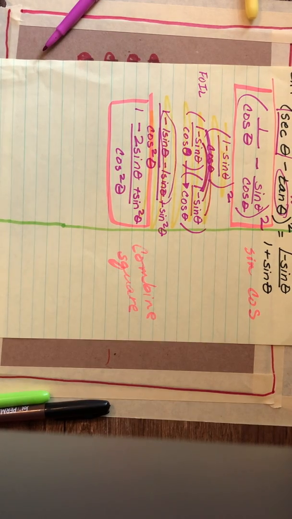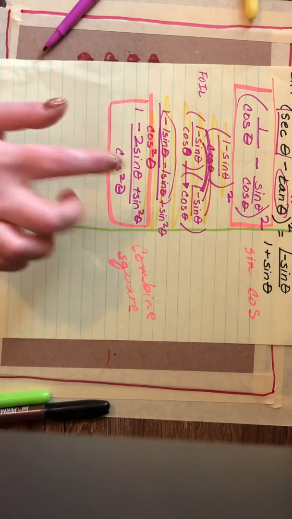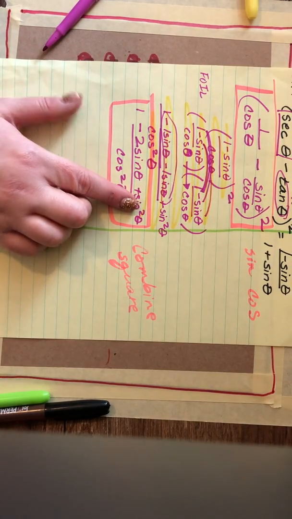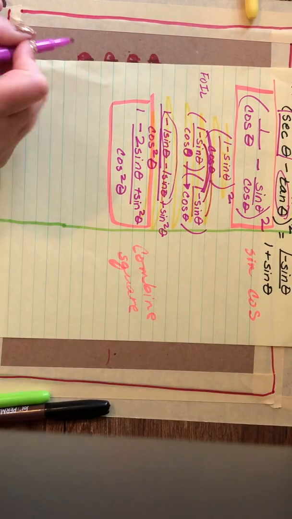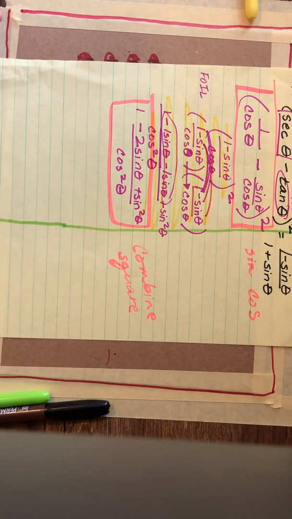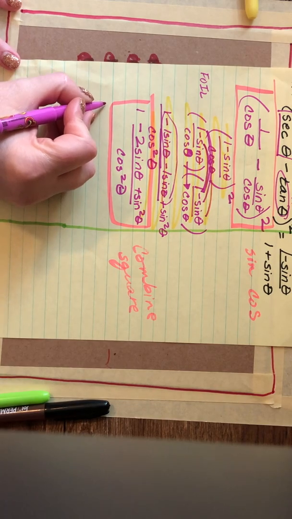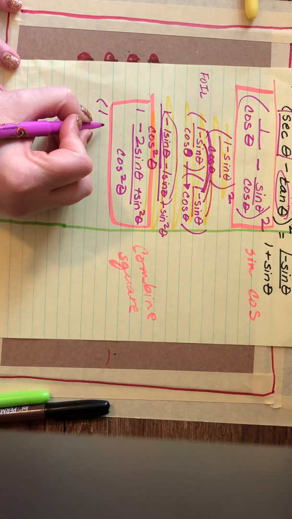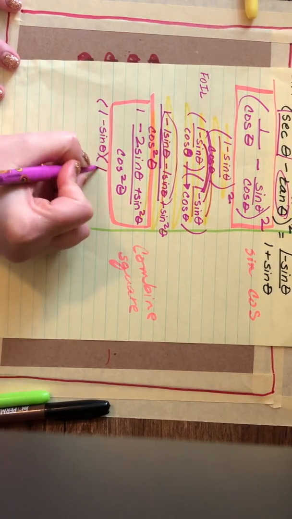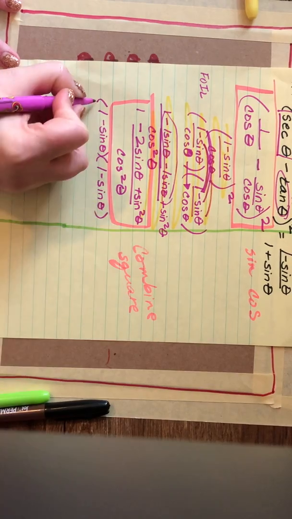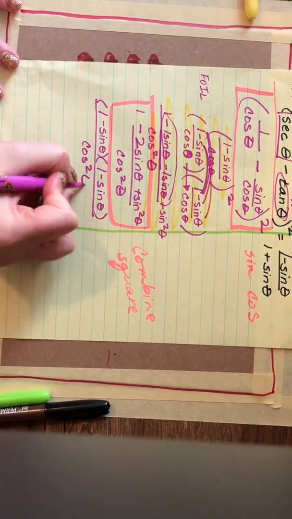Okay. For some reason, the homework wanted us to FOIL the top. But if we did not FOIL the top, we would have gotten there quicker. So just trust me. Let's pretend we never FOILed the top. And it's just 1 minus sine theta, 1 minus sine theta. Okay, let's just pretend. And it's still over cosine squared theta.